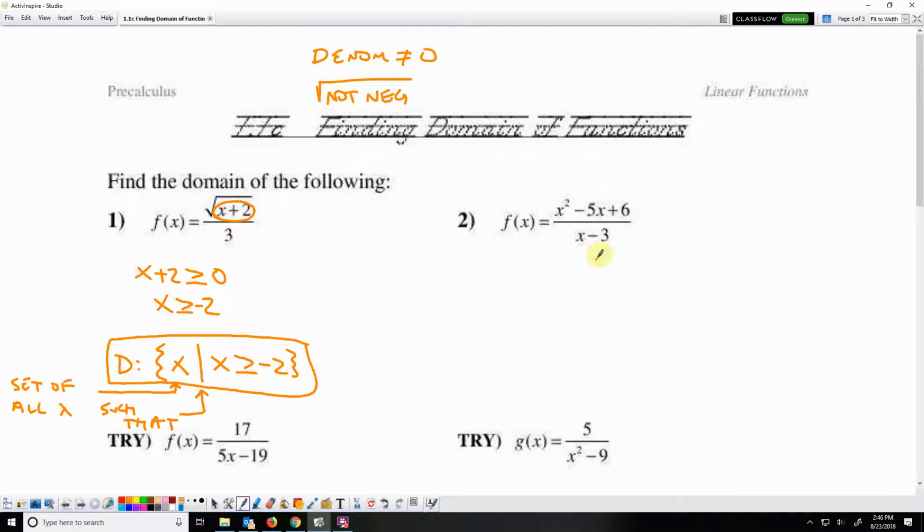In the second problem, we don't have a radical, but we do have a variable in a denominator, and a denominator cannot equal 0. So x minus 3 cannot equal 0, which means x cannot equal 3. So the domain is the set of all x such that x does not equal 3.